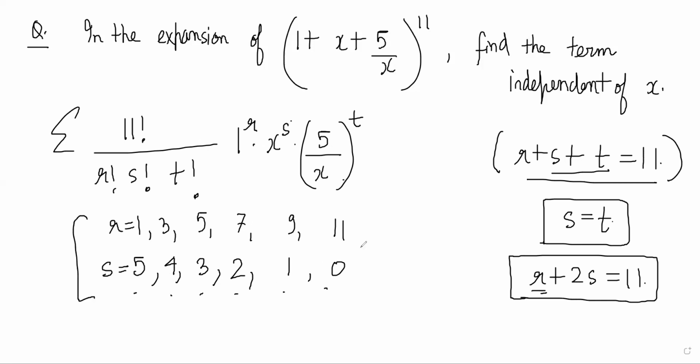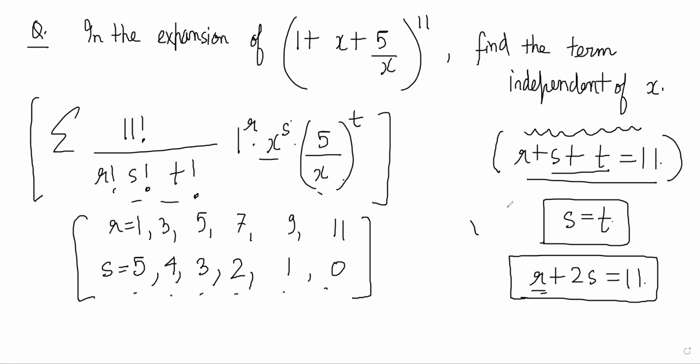You understand what I'm doing? Yes. Each term you can calculate now, right? 11 factorial by r, s and t factorial, where s and t are the same, and r and s values are coming, so you'll get the terms. All of those terms will be independent of x because the x powers are cancelling there. Right. So such questions are common. You need to be able to write the general term and think yourself how to handle it after that. Right. There will be many terms, but we have a special condition, right? Yeah.